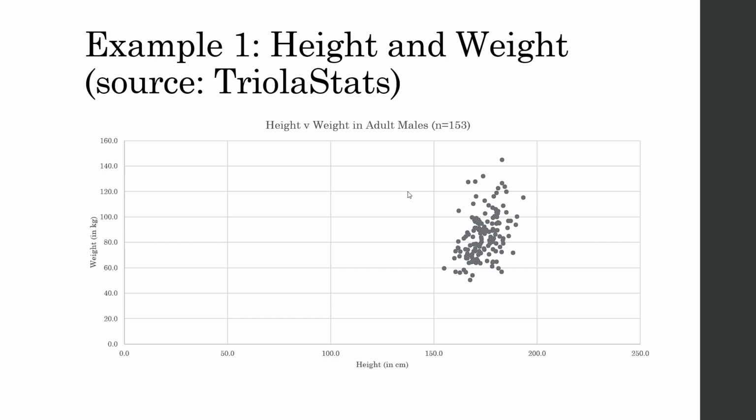So I'll tell you what, here is height and weight. I took the males out of one of the data sets we've been working with before. And you tell me, does that look linear or is that just a blob?